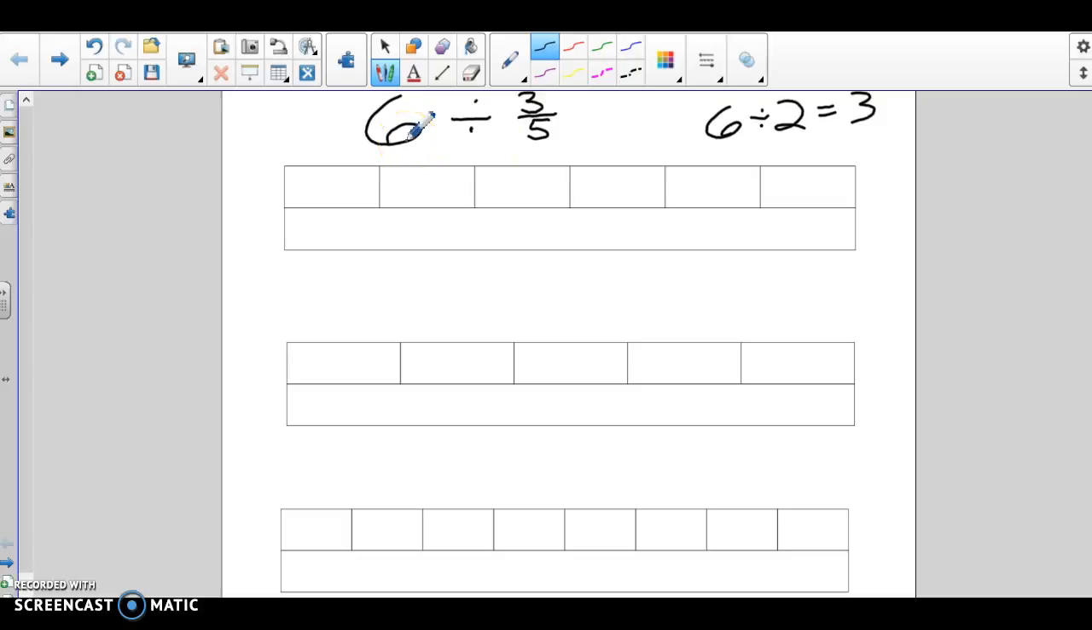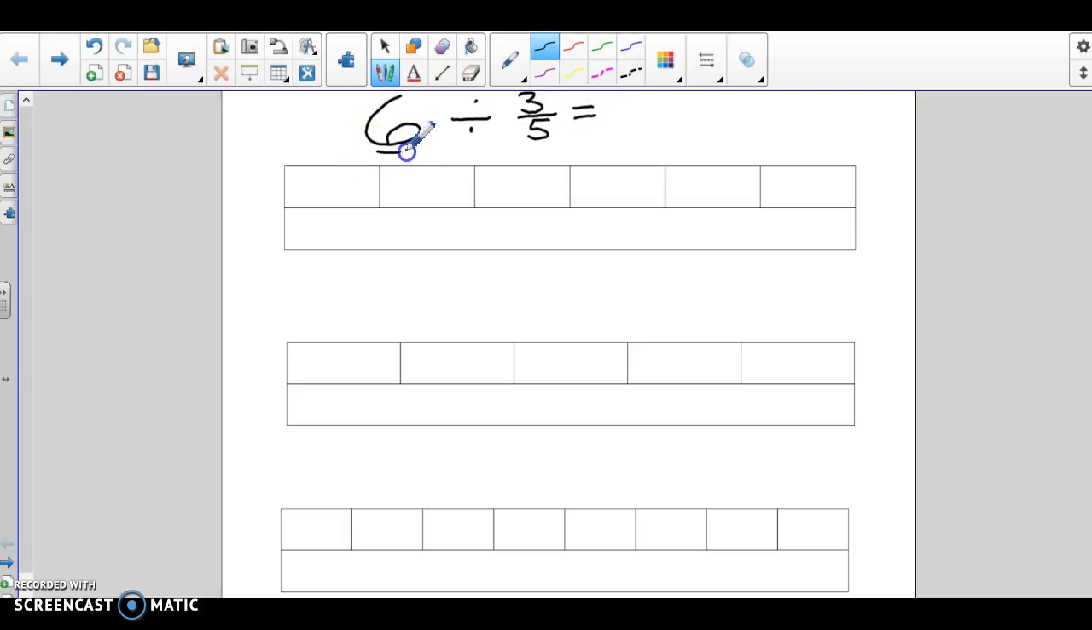Well, we know that 3/5 is pretty close to a half, right? So how many halves are in 6? Well, half and half is 1, half and half is 2, and you'd keep going until you reach 6. So there'd be 12 halves. So your answer is going to be somewhere around 12.